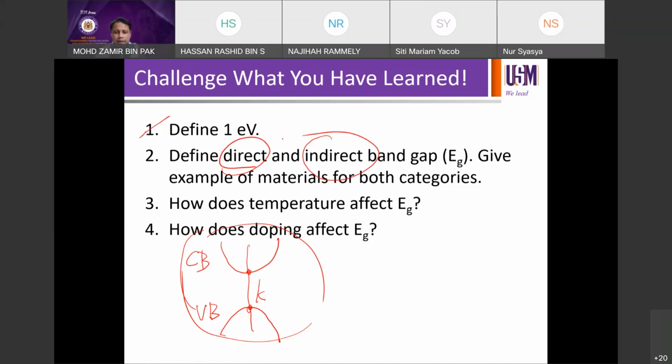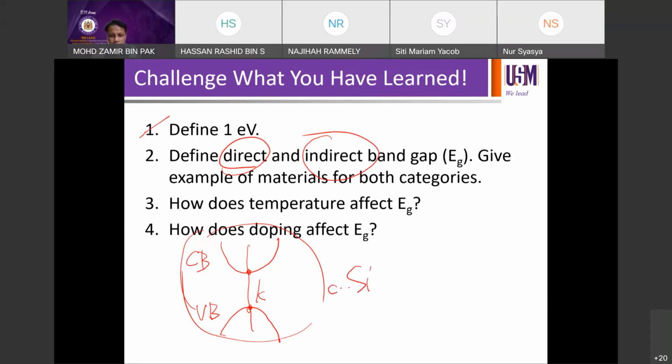What is indirect band gap? We've discussed a little bit just now. They have different values of K between the local maximum and local minimum of CB and local maximum of VB, right? And how about the example material? The first one being crystalline silicon just now. Any other indirect band gap semiconductor materials that we have? Yeah, germanium, good, right? Silicon and germanium.